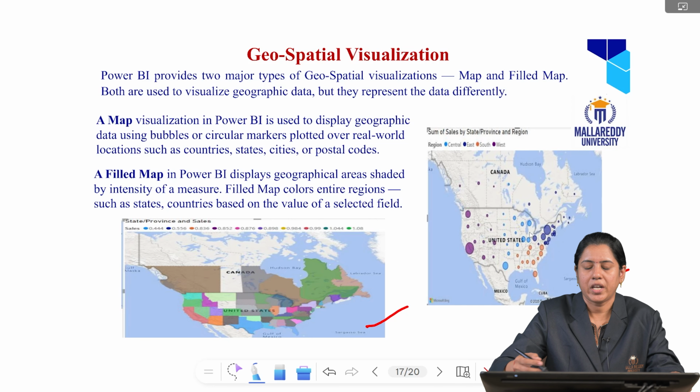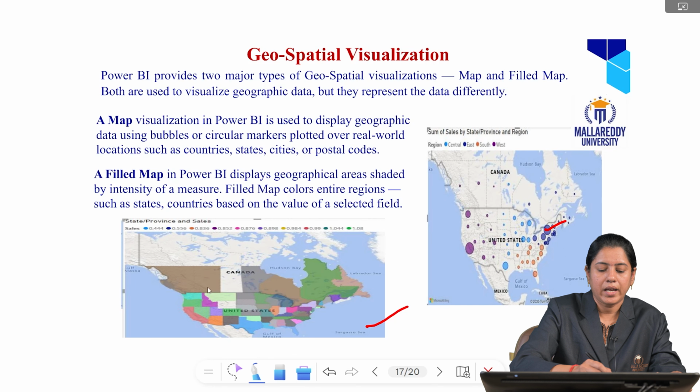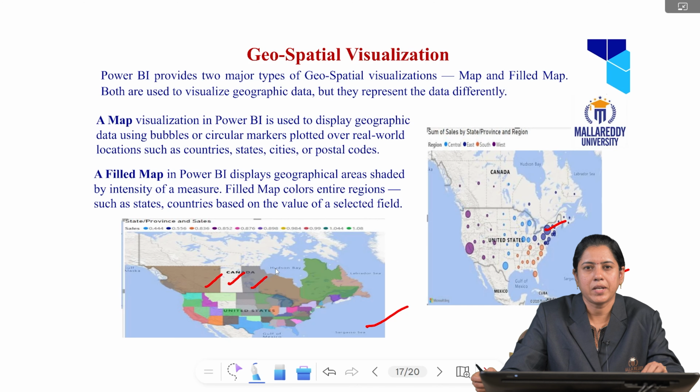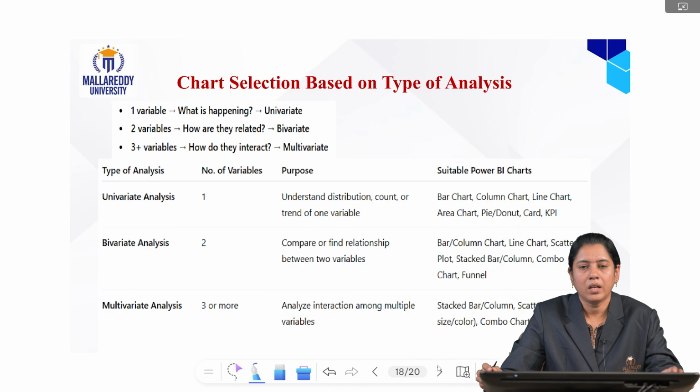Here is how to differentiate both. If the size of the symbol is big, it means there are more sales in that particular state. If the size of the bubble is small, there are fewer sales. Again, filled maps are filled with color. To read the measure value, if the intensity of the color is light, it means fewer sales. If the intensity of the color is dark, it means more sales. So geographical analysis is done by these visuals. Those are the different charts available in Power BI.